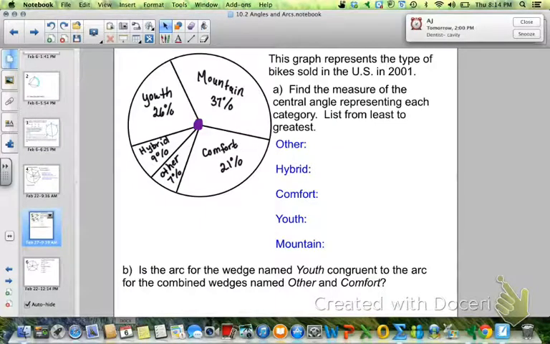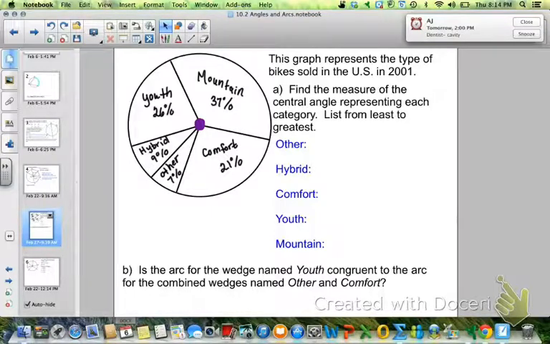Let's take a detour and look at the circle graph. Circle graphs are always made up of central angles when we're looking at the pieces and percentages of the different categories. This one represents the number of bikes sold in the U.S. in 2001, and we want to find the measure of the central angle representing each category.